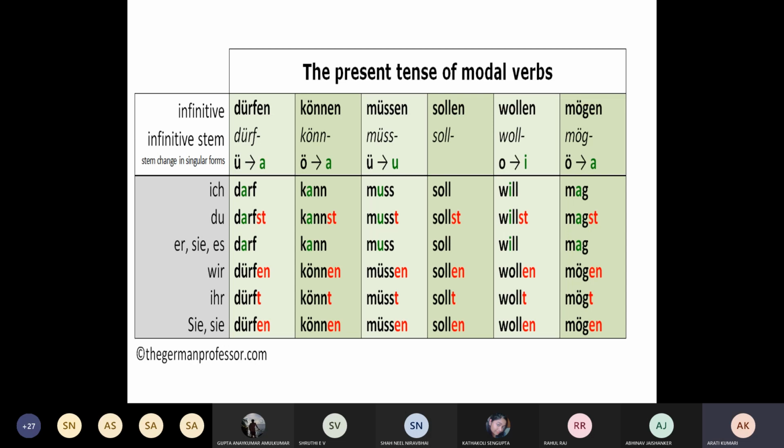Okay. So I like the movie. There also I will say the same thing. Ich mag den Film. Ich mag das Buch. Ich mag die Stadt. No? So to like. So this is how it works. Now we go to the next.